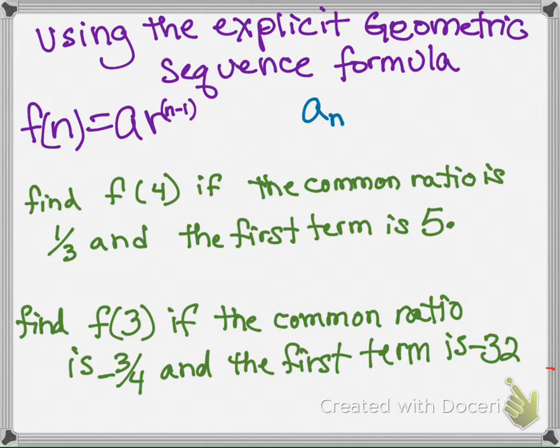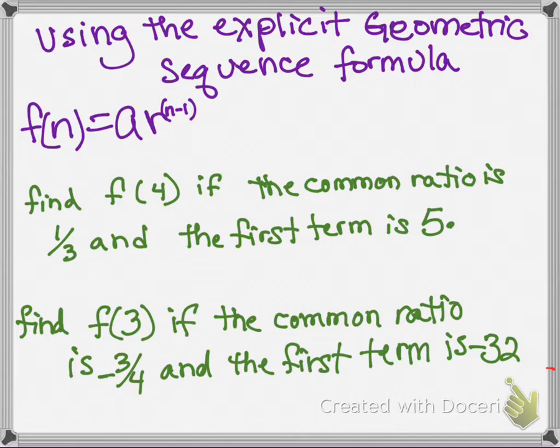That just means some number in the formula equals the first number, which is a 0 for original, or you could use a 1. And then we're going to times it by the ratio, and then we'll have an n minus 1. So the two formulas are very, very similar. We're going to use the function notation formula here, and we're going to find f of 4 if the common ratio is 1/3 and the first term is 5.